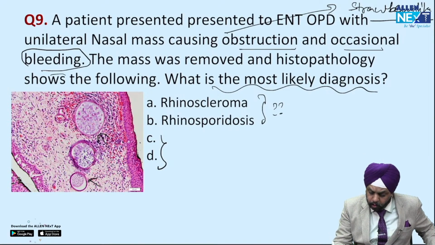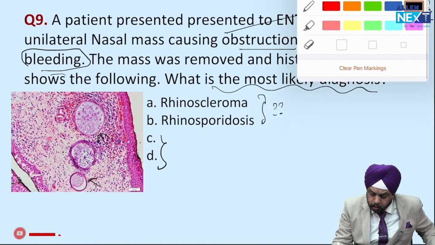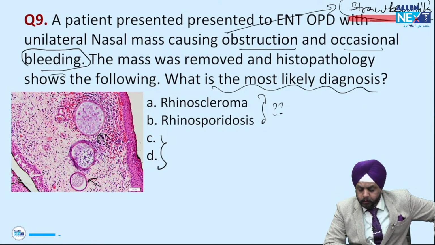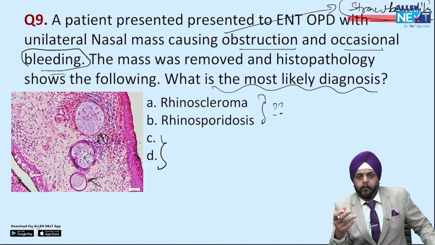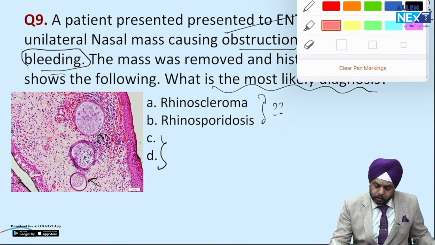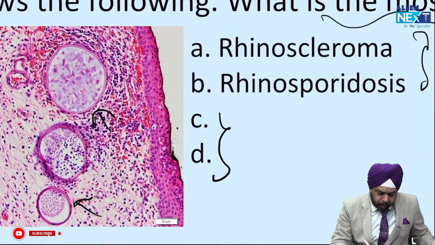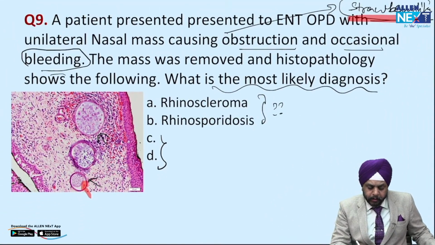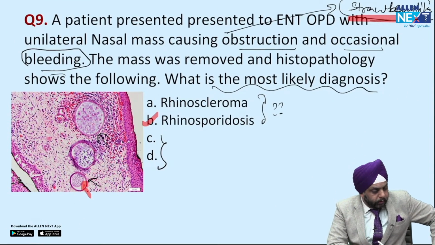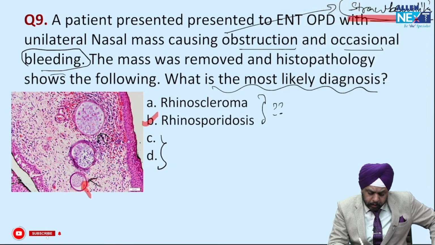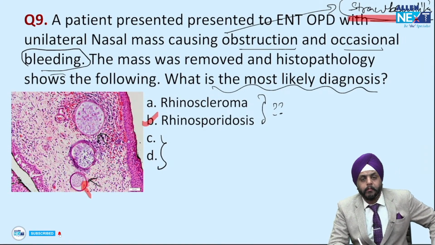I am not sure whether strawberry was there or not, so that is why I have not mentioned this strawberry-like mass. If it was there, then the question was pretty straightforward. Just on the basis of history only you could have solved. If this was not there, then you look at this histopathology finding and that is clearly in favor of rhinosporidiosis.